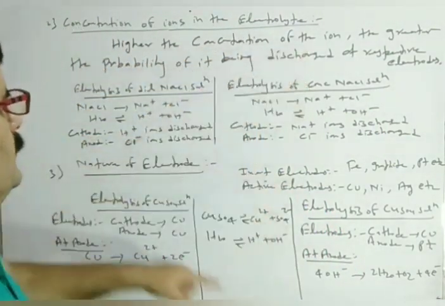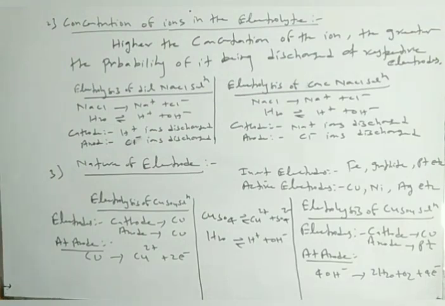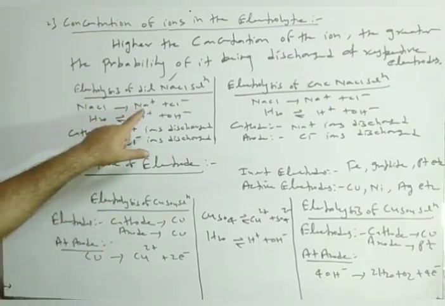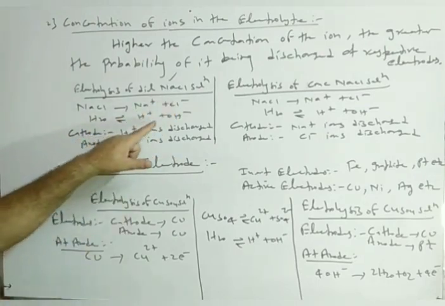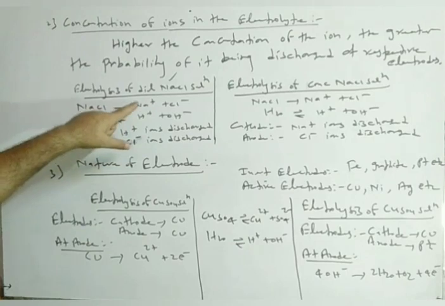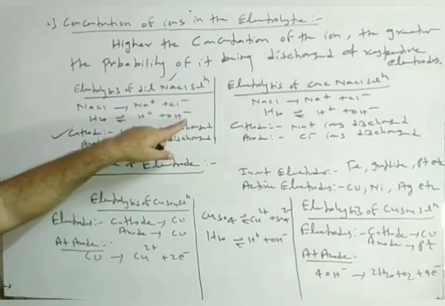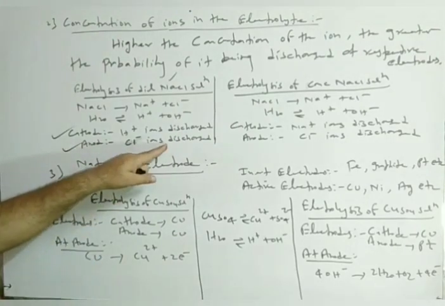Higher the concentration of ions, greater the probability of it being discharged at respective electrode. Suppose we take dilute NaCl, it means in dilute NaCl, NaCl and water both are present. NaCl dissociates as Na+ and Cl minus, water dissociates as H+ and OH minus. If we consider cations and anions, the reduction potential of H+ ion is greater compared to sodium ion, or you can say hydrogen ion is below sodium ion in electrochemical series. Therefore, at cathode, H+ ion is discharged. If we consider anion, then Cl minus is below OH minus ion. That's why Cl minus ion is discharged at anode.